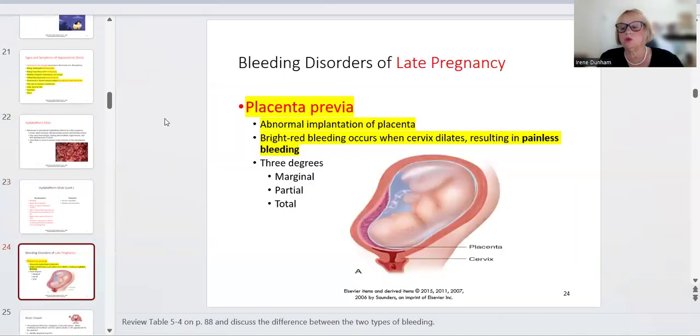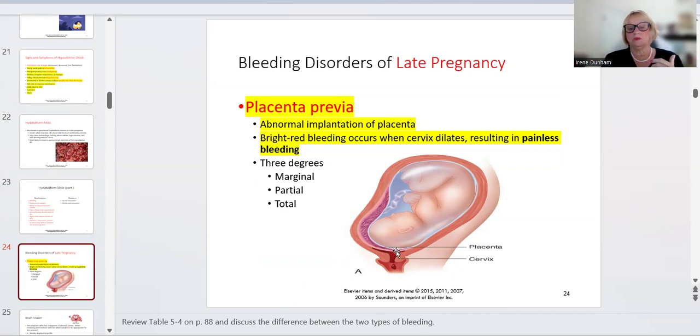So now we're going to go into a complication of bleeding disorders of late pregnancy. So we're going to talk first about placenta previa. Okay, just like the word sounds, it's a placenta that is first. Previa is presenting first, and it shouldn't be. Placentas are supposed to be up on the uterine wall, right into the decidua, and the placenta is low. It implants itself real low, and it can be marginal or it can be a complete previa.